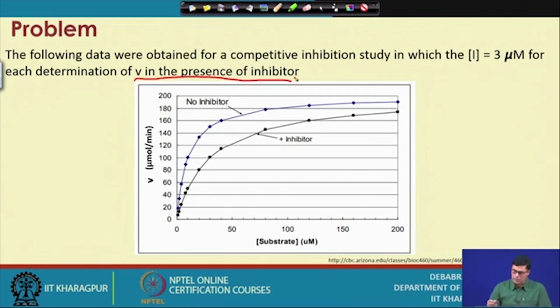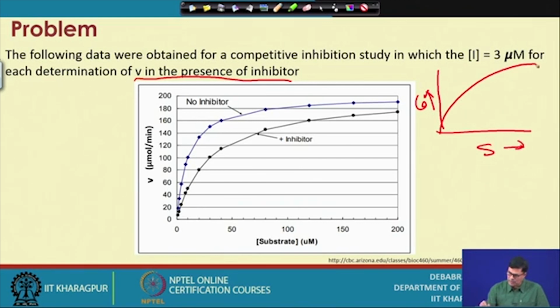Now, here I want to tell you a very interesting thing that we already discussed. In case of competitive inhibitor, what I told you is that this is V and this is substrate, am I right? And this is the no inhibition. When there is no inhibition, then we have this plot. Now, in case of competitive inhibition, it will be like this. So, at the infinite substrate concentration, it will become Vmax. This is equal to Vmax.